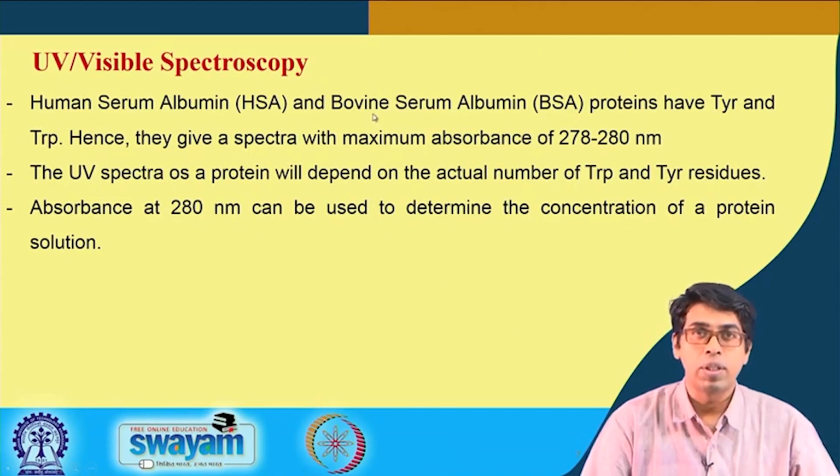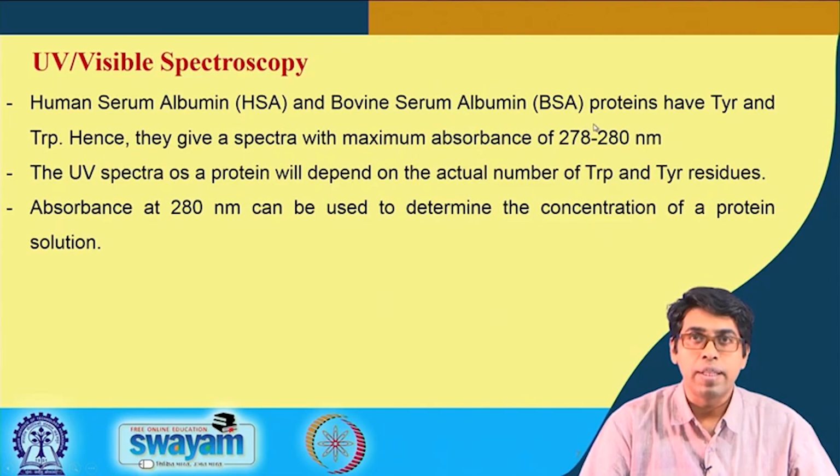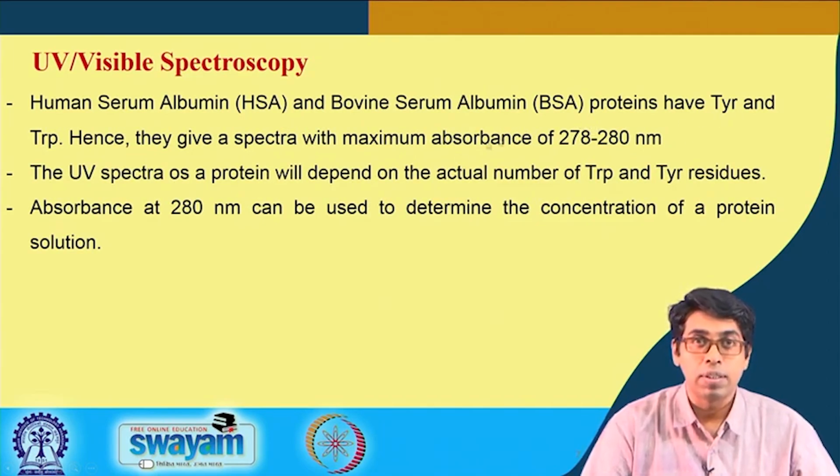We chose two more protein samples, the HSA and the BSA, and these proteins have both tyrosines and tryptophans. So, in this case we saw that the maximum absorbance of the spectra was now shifted more towards 280 nanometers. So, it was in the range of 278 to 280 nanometers. As I mentioned before, the actual spectra will depend on the number of tryptophan and tyrosine residues in the protein, and once you measure the absorbance of a protein, you can use that to determine the concentration of that protein. We will come across that in the lectures in subsequent weeks.